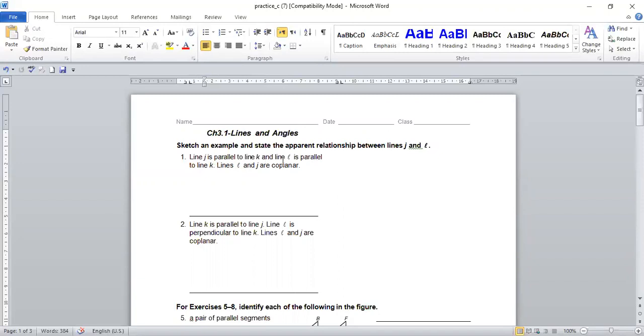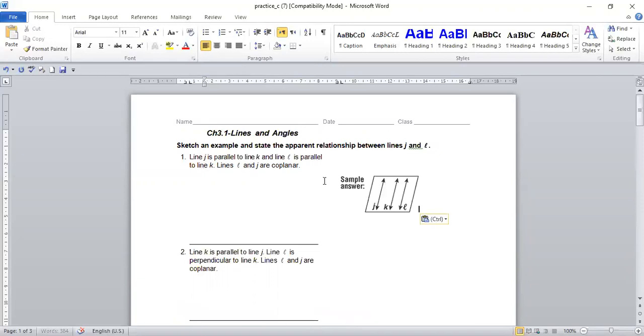So you have to read carefully to see what kind of relationship they are in, like what kind of lines they are. J is parallel to K, so that's going to be two lines. J is parallel to K, which means they will not touch. And then L is parallel to K, so K and L are also parallel. So basically your figure will look something like this. See, J and K are parallel, and K and L are also parallel.